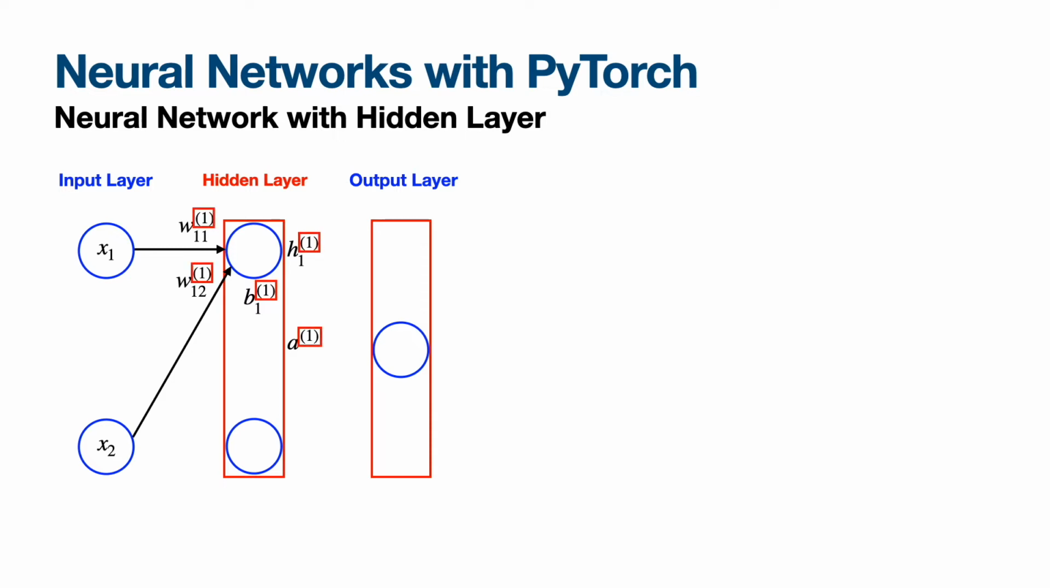I'm using superscripts to indicate which layer the weights and biases belong to. This subscript indicates the weight is for the first node and the first input value x1. This subscript indicates the weight is for the first node and the second input value x2. This subscript indicates the weight is for the second node and the first input value x1. This subscript indicates the weight is for the second node and the second input value x2.